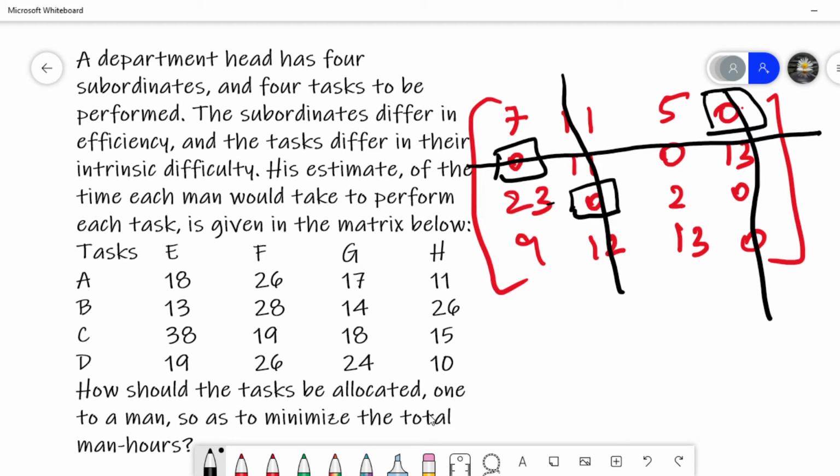Now we should check whether the number of circled zeros is equal to the size of the matrix. What is the row size here? It is 4. The number of encircled zeros is 3. So 4 is not equal to 3, and we don't reach the optimal solution here.